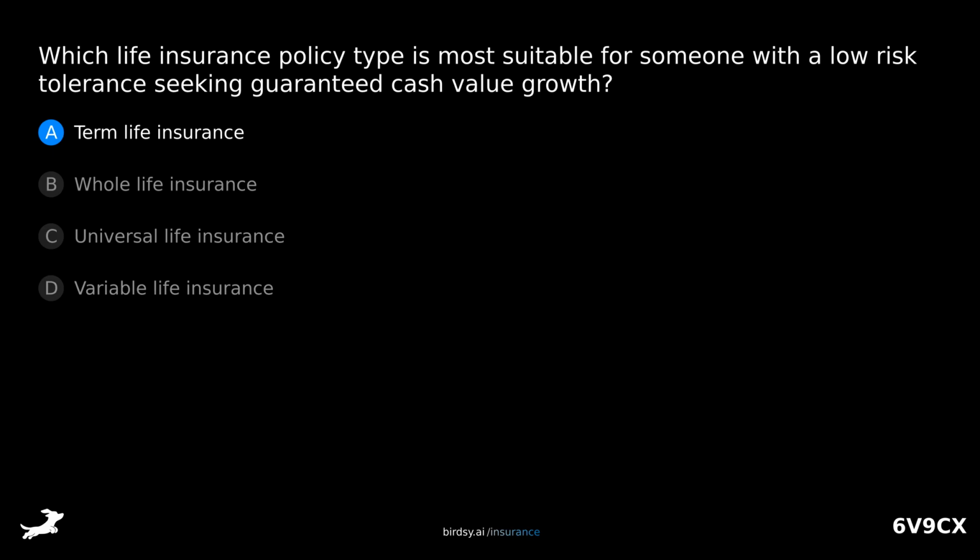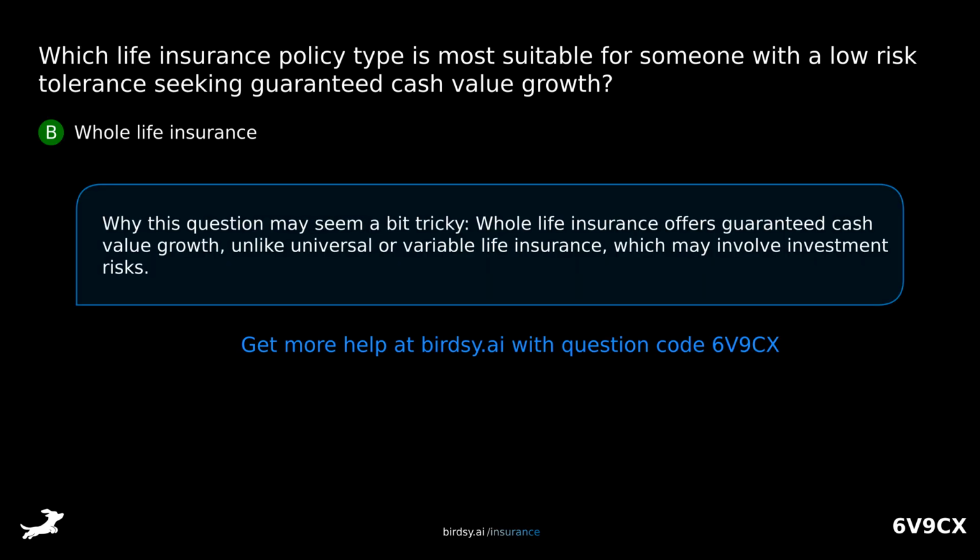Is it A, term life insurance, B, whole life insurance, C, universal life insurance, or D, variable life insurance? The answer is B, whole life insurance. Why this question may seem a bit tricky. Whole life insurance offers guaranteed cash value growth, unlike universal or variable life insurance, which may involve investment risks.